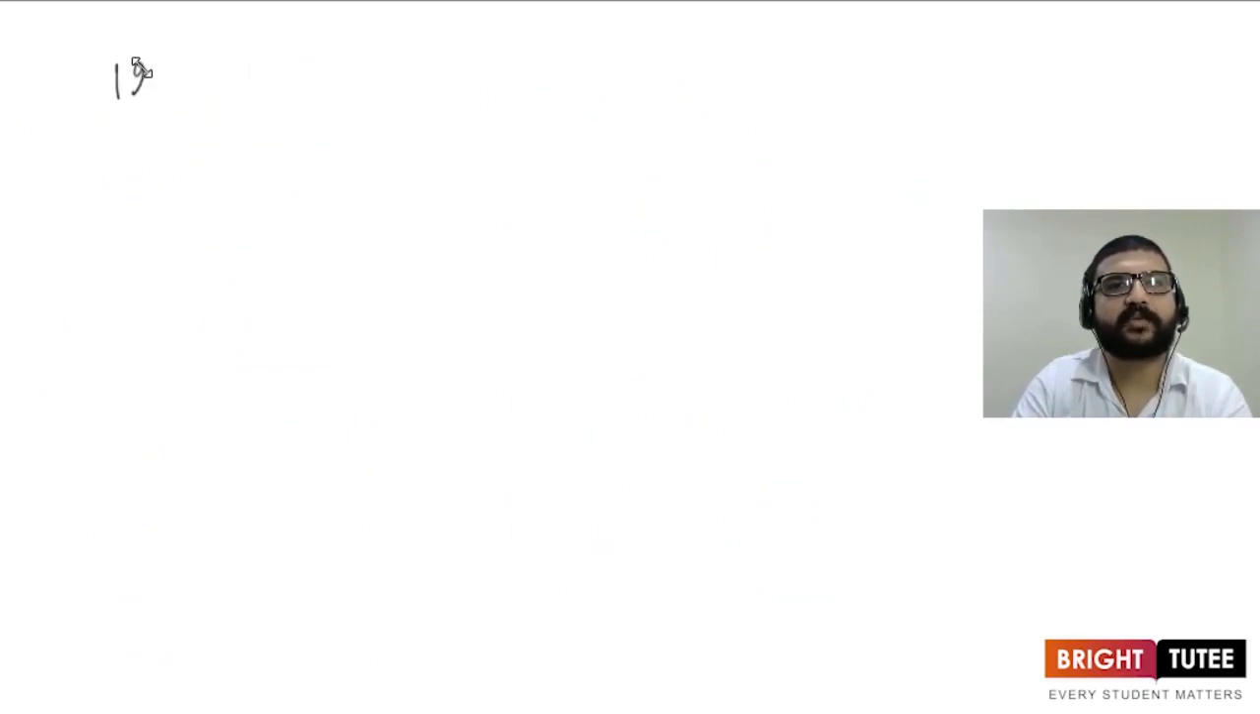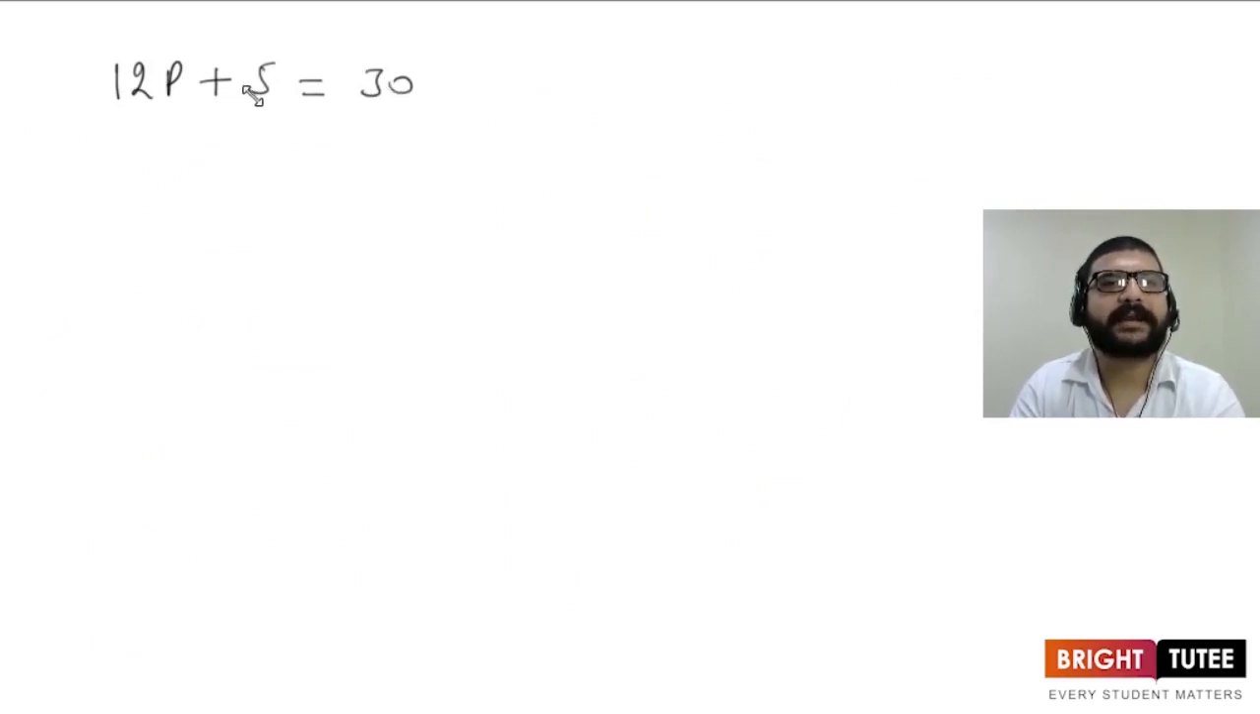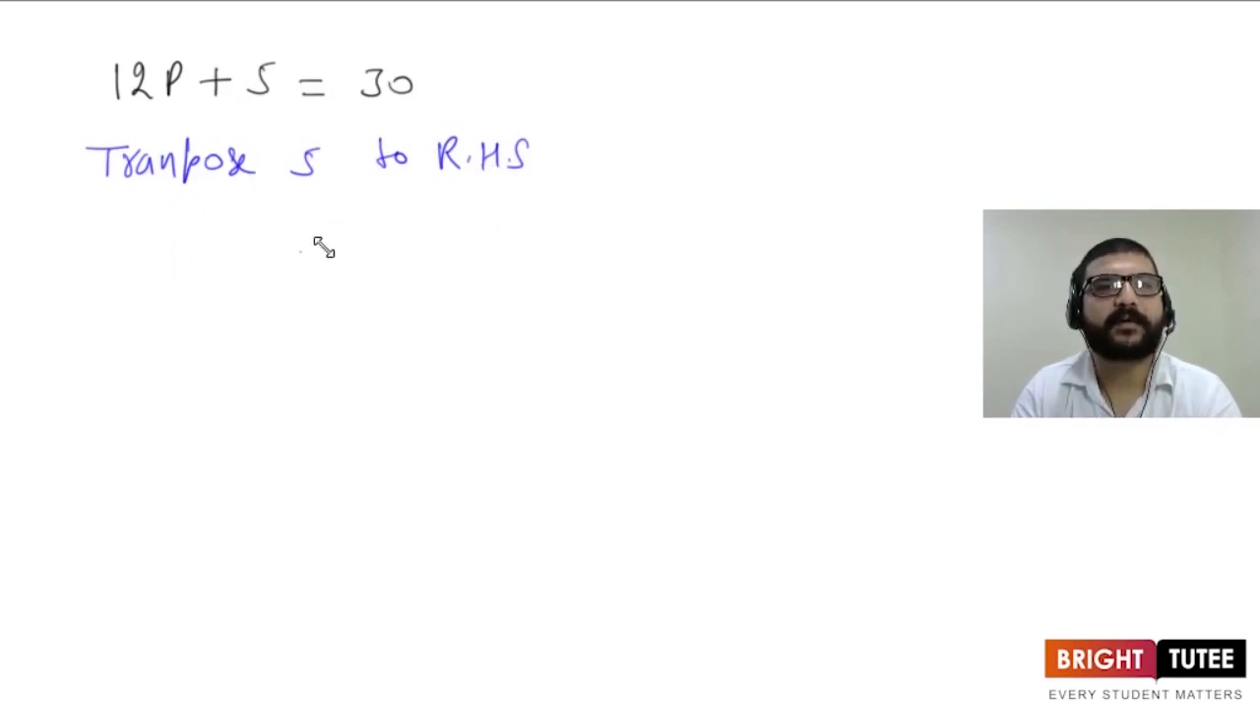Suppose we are having 12p plus 5 is equal to 30. Now we have to get rid of this 5. So what we will do, we will transpose it to the right side. We can write it as transpose 5 to right hand side of the equation. Now here it is plus 5, so when it is transposed, it will become minus. Minus will become plus, plus will become minus. This is how this transposition works.